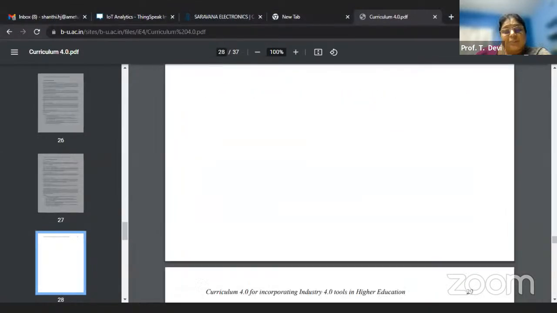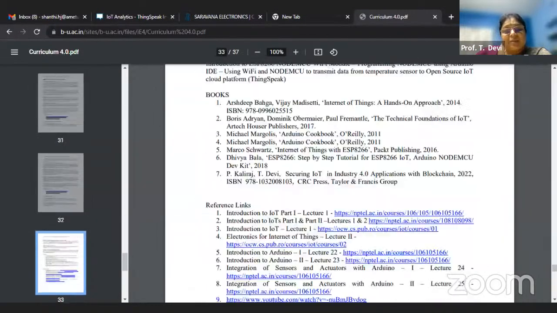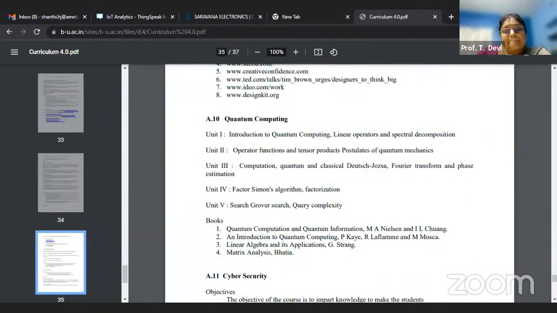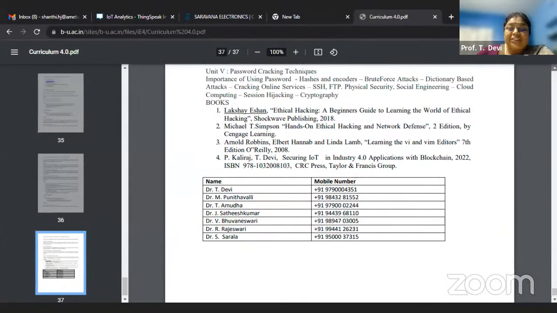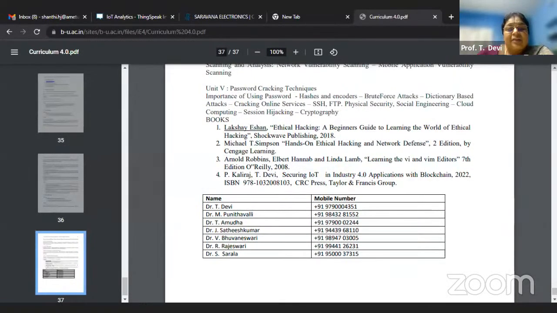Last page, acknowledgement. I wanted to acknowledge my teachers. Critical thinking, quantum computing, cyber security. Last page, tabulation. Here there is a tabulation of the teachers who worked towards this. Dr. T. Devi, myself, and my contact number is that.